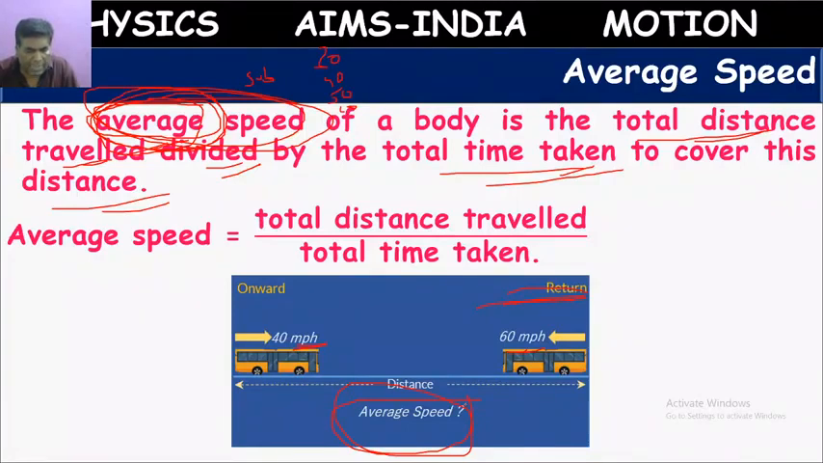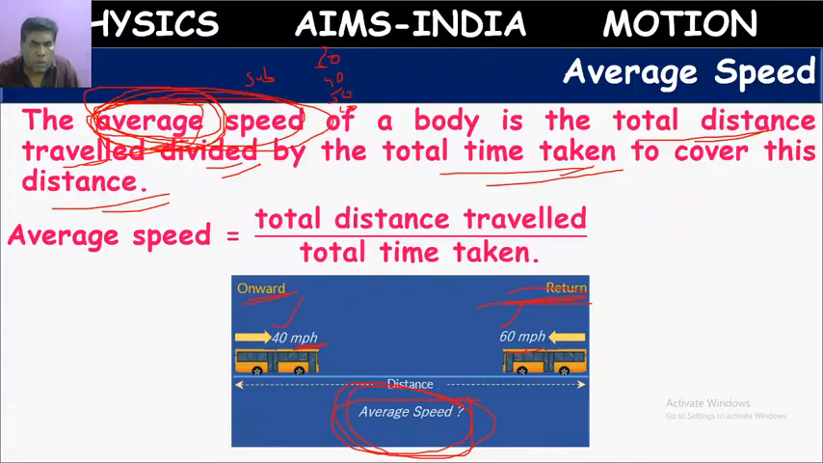Somebody is asking about acceleration, we will learn that later. What is the average speed? You can answer through live chat. During the onward journey, it is going with 40 miles per hour. During the return journey, it is coming back with 60 miles per hour. So what is the average speed?